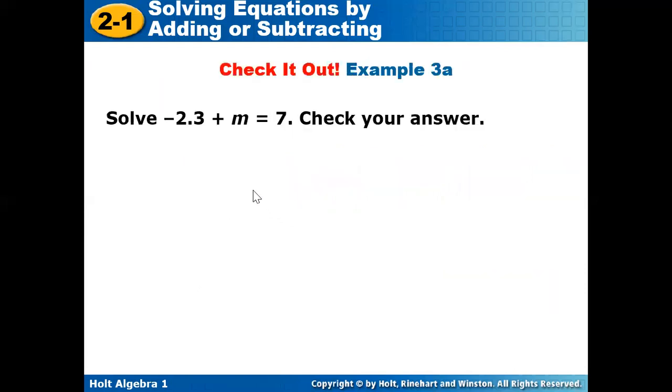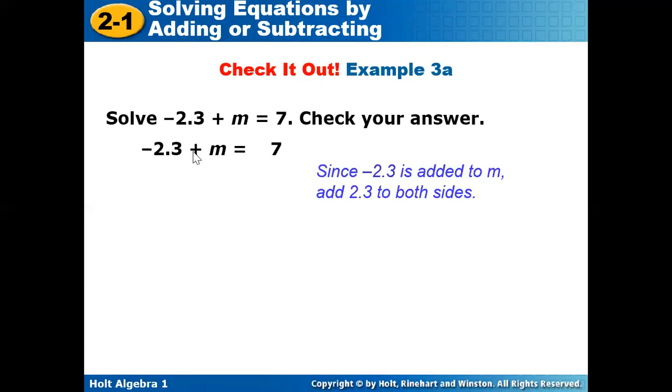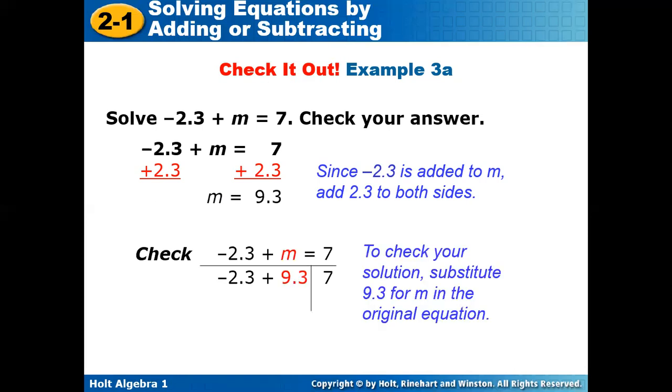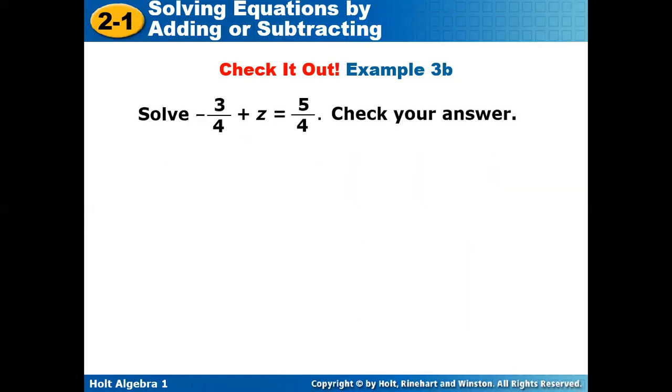Same thing here. We're looking at the same kind of equation. Because you have a negative here, the opposite of negative is positive. So you're going to add that 2.3 to both sides. A -2.3 and a +2.3 cancel out. And so you get your answer. Plug it in and check. Now you can try this one on your own. Pause the video and see if you can get the correct answer, and then come back and play.